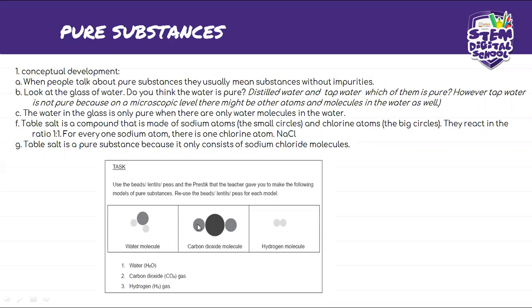So as you can see, if you can model this, it will be good. You can use plasticine or clay to model. For example, carbon dioxide, you can do that. We can also do a water molecule, and we can also do a hydrogen molecule. You see, they are the same. Number one is the water molecule. Number two is carbon dioxide gas. Number three is hydrogen gas. So you have their names and you have their symbols. Okay, so let's proceed.